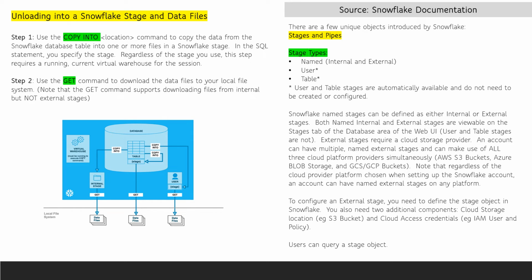Note that regardless of the cloud provider platform chosen when setting up the Snowflake account, an account can have named external stages on any of the three platforms. To configure an external stage, you need to define the stage object in Snowflake. You also need to specify the cloud storage location and the cloud access credentials. And finally, users can query a stage object.